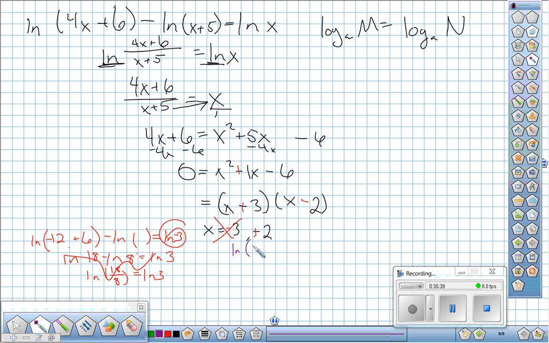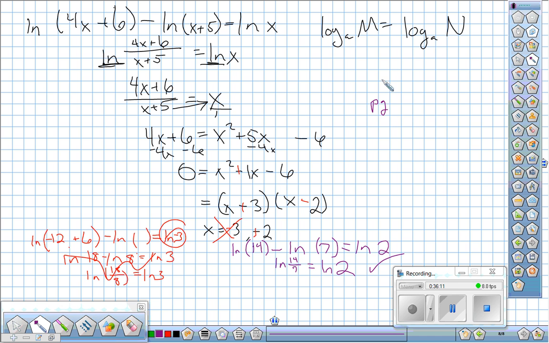So then I have the natural log of 8 plus 6 is 14. I'm putting it back in the original equation. And then I take the natural log of 2 plus 5, so 7. And I want to see if that's equal to the natural log of 2. Subtraction really means that I'm going to take division, so I'm going to do natural log of 14 over 7. Is that equal to the natural log of 2? And yes, it will be. Oh my goodness. And then that will be all of the notes for this section.